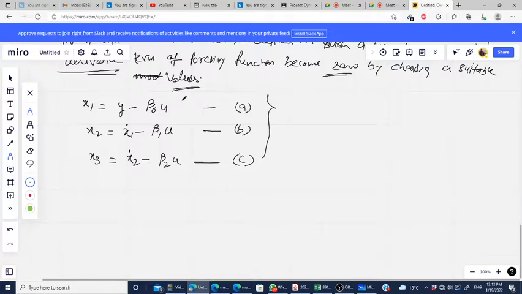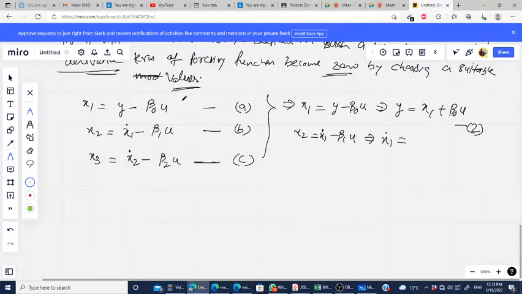So if you have chosen x1 is equal to y minus beta naught u, it corresponds to what? y is equal to x1 plus beta naught u. Yes or no? Let's say this is equation number 2. And x2 is equal to x1 dot minus beta 1 u, so you can simply say x1 dot is equal to x2 plus beta 1 u. Let's say this is equation number 3.